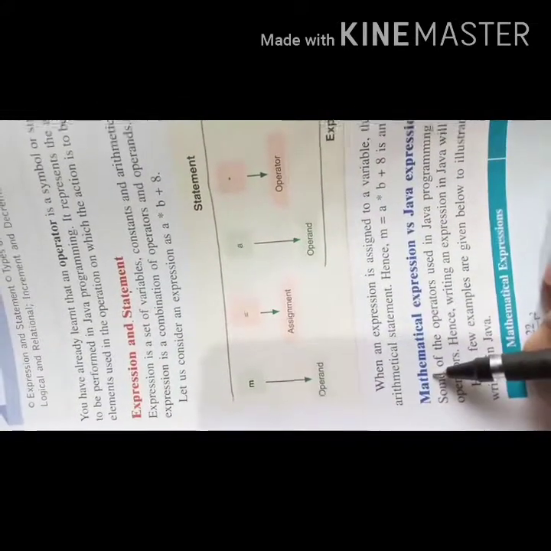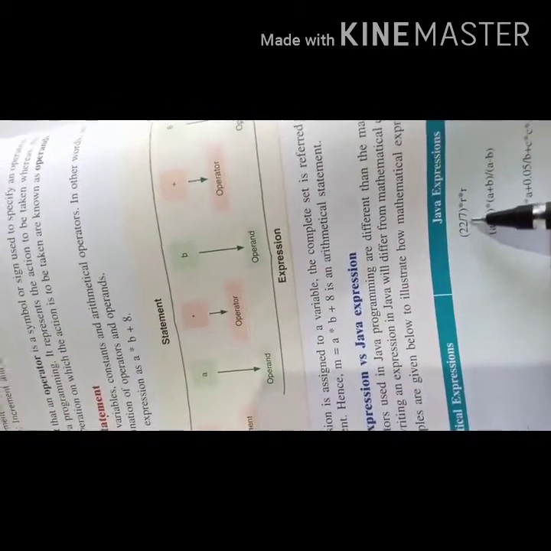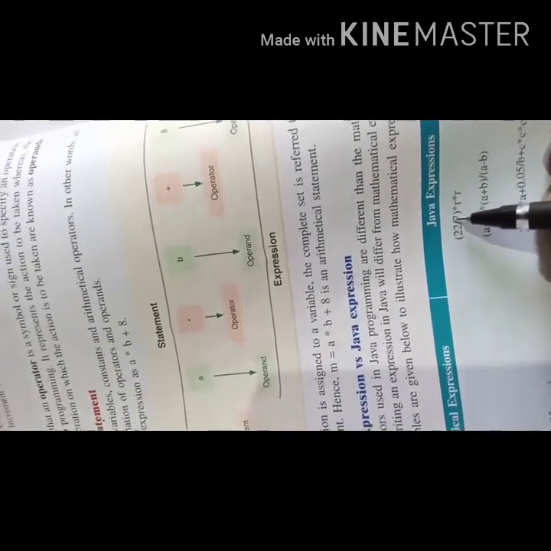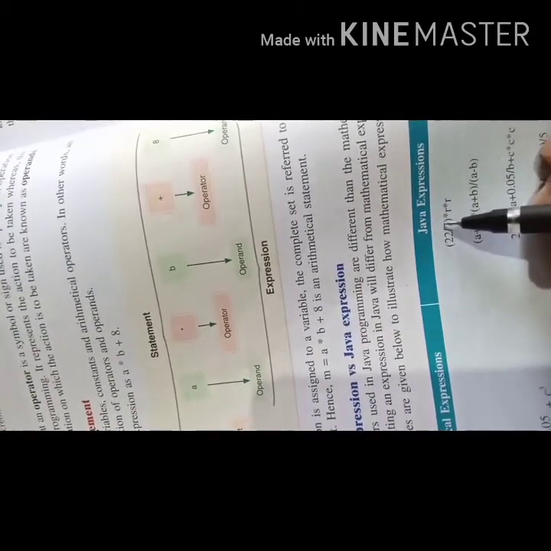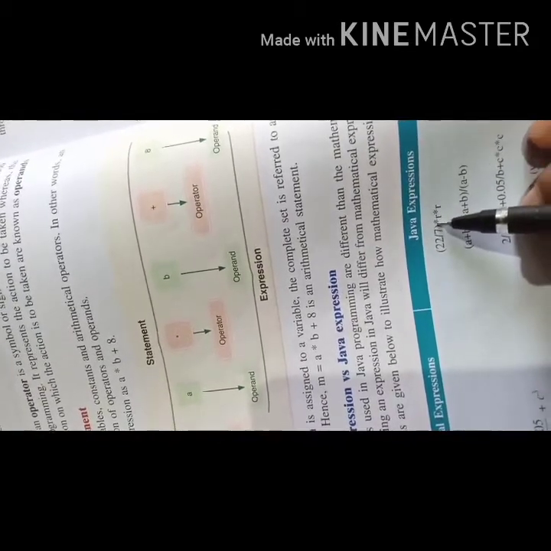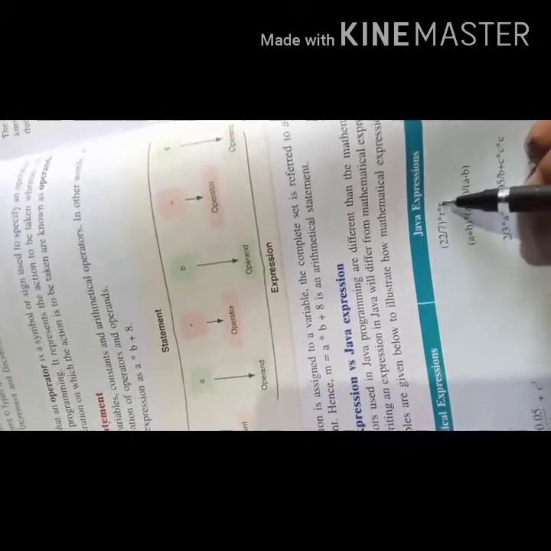We have to understand mathematical expression and Java expression. We have to understand the difference between mathematical expression and Java expression. So these are the mathematical expressions. How will we write 22 by 7 r square? Here 22, and this division symbol you will get on the keyboard, 7, and close this in a small bracket, into r into r, because there is no facility available on the keyboard to write r square.